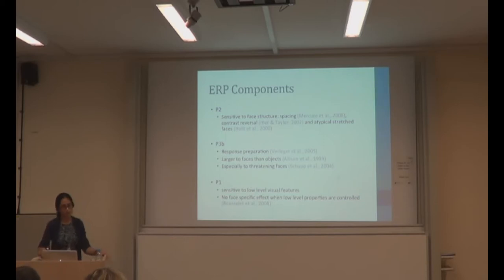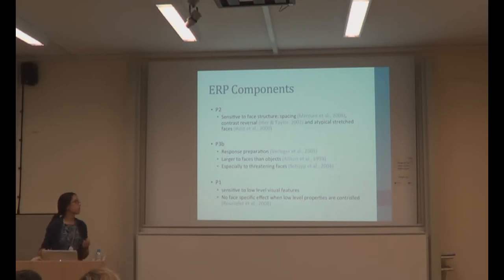The P3B is a component that's localized in the central parietal area, and recent research suggests it's related to response preparation or a monitoring process of some sort, a mediator after perceptual components and before a response is made. And this component has been shown to be larger to faces than objects, and especially large to threatening faces.